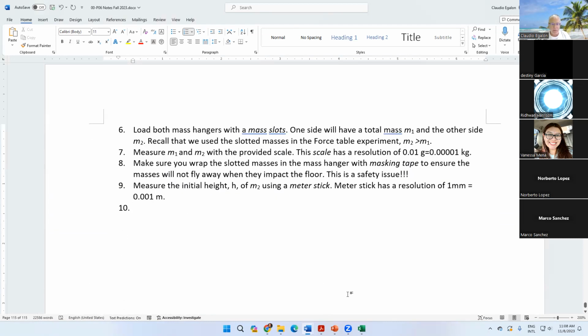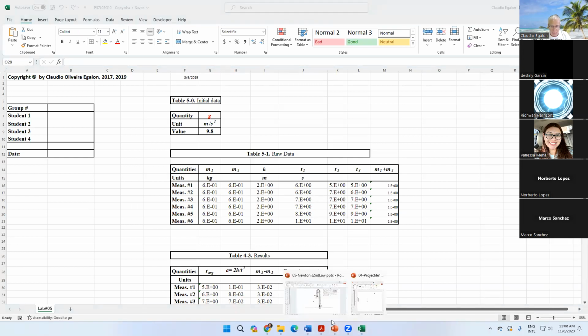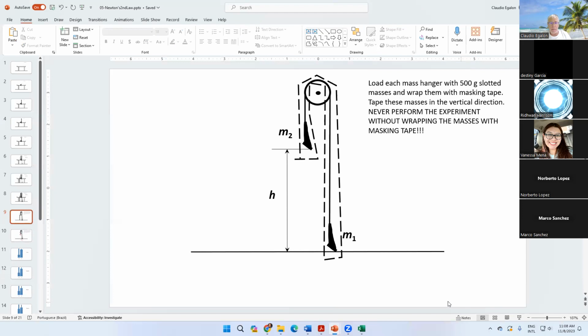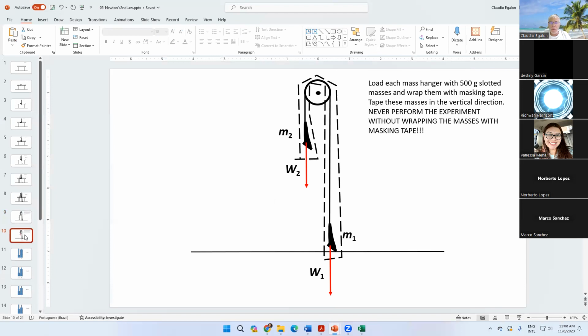Measure the initial height, and the initial height is documented right in this column, H, everything in meters, right? We usually start with 1.5 meters. Ideally, the higher the masses start, the better, by the way. What's next? Okay, I will get back to that, okay? Next, okay, here you go.